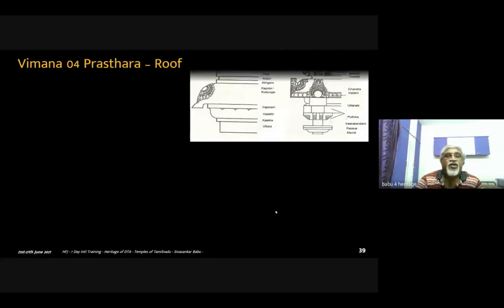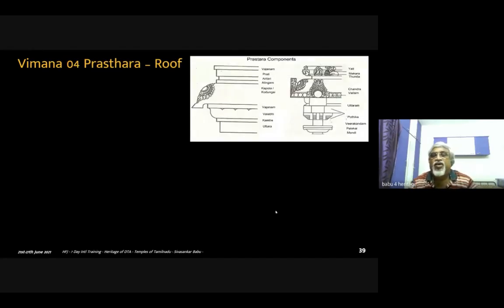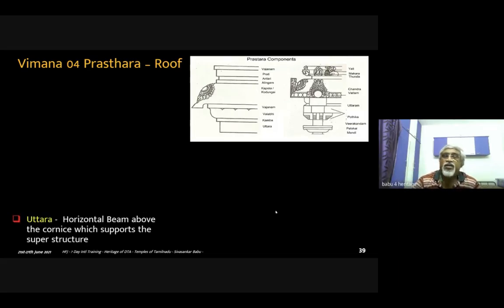The final component is prastara. This is the roof component. So once you come up to the wall, normally there is a flat structure where it covers the entire Garbhagriha, and then only on top of it, the other members are structured.